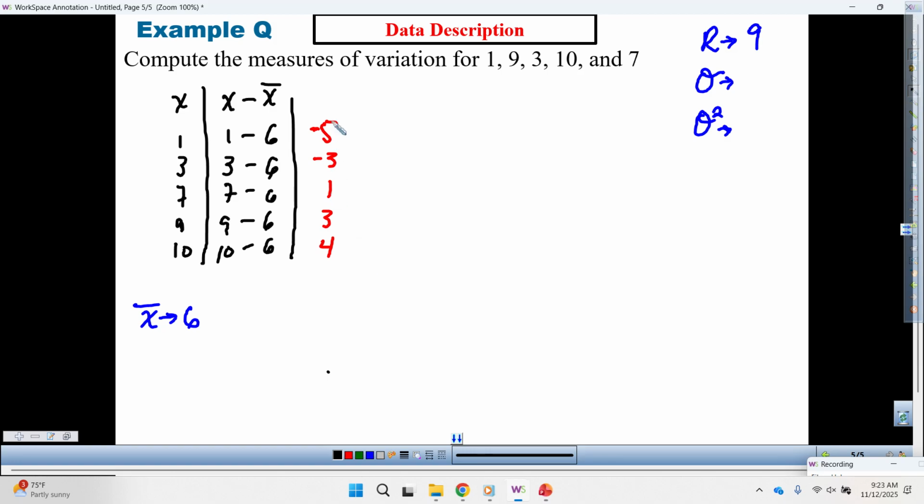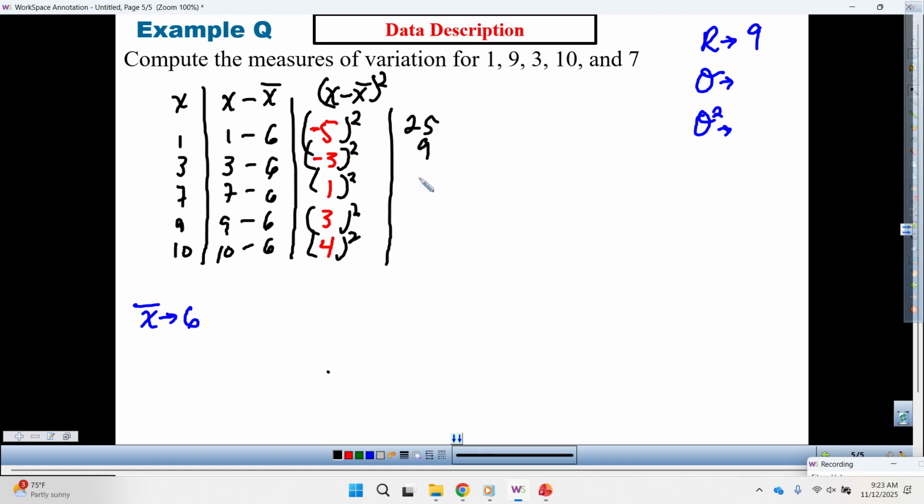What do we do with that? Oh, we take x minus x bar and we square it, Mr. Q. Okay. So I'm going to square all those numbers. So this is 25, 9, 1, 9, 16.